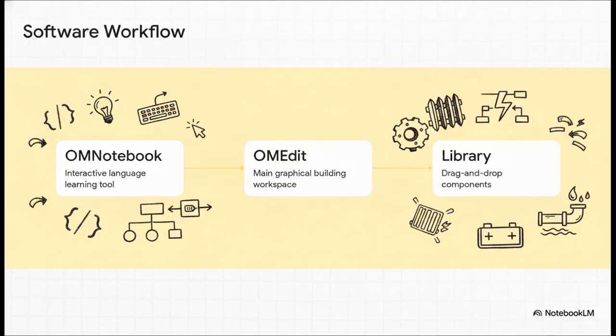The workflow for an engineer using this software is actually brilliant. It starts in OM Notebook. That's an interactive tool where you learn the language basics through coding tutorials. Then, you graduate to OM Edit, the main graphical workspace where you can actually build your models, either by writing code or visually connecting block diagrams. Finally, you tap into the Modelica standard library. This is an open-source library packed full of ready-made components for thermal, fluid, and electrical systems. You literally just drag and drop components right into your workspace.